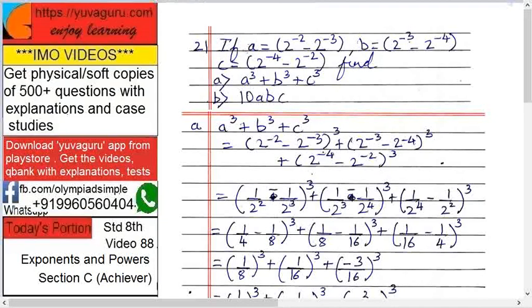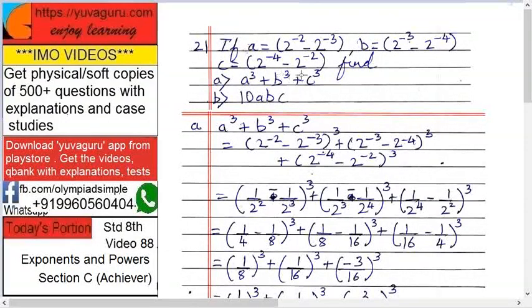Let's start. If A equals 2 raised to minus 2 minus 2 raised to minus 3, B equals 2 raised to minus 3 minus 2 raised to minus 4, C equals 2 raised to minus 4 minus 2 raised to minus 2, then find a cube plus b cube plus c cube and 10 abc. Okay, we'll solve them separately.